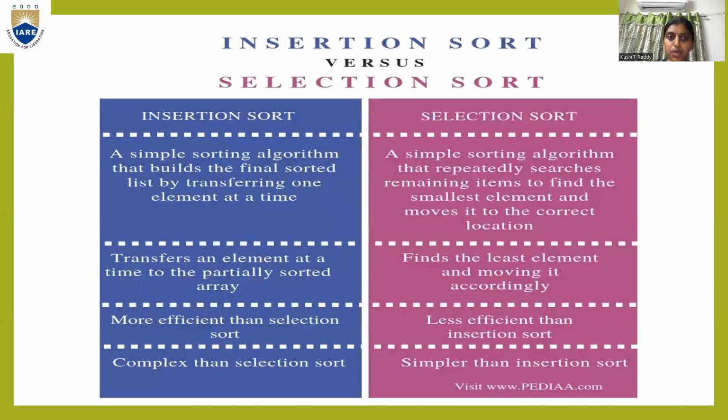So here are the differences between insertion sort and selection sort. Insertion sort is a simple sorting algorithm that builds the final sorted list by transferring one element at a time, whereas the selection sort algorithm repeatedly searches the remaining items to find the smallest element and moves it to the correct location. Insertion sort transfers an element at a time to the partially sorted array, whereas selection sort finds the least element and moves it accordingly. Insertion sort is more efficient when compared to selection sort, and selection sort is less efficient, and insertion sort is more complex whereas selection sort is simpler.